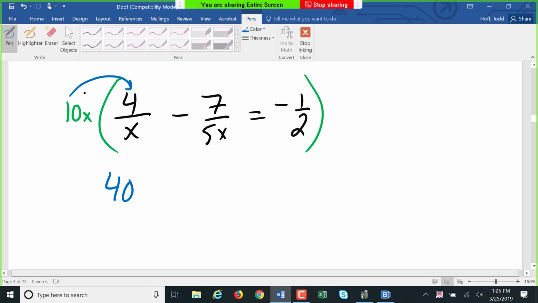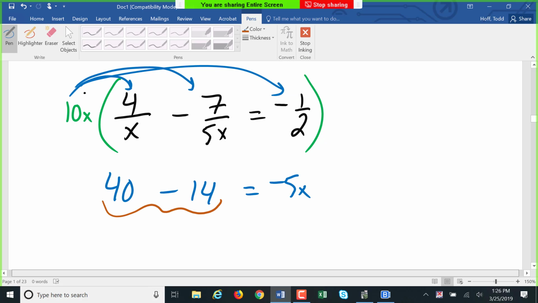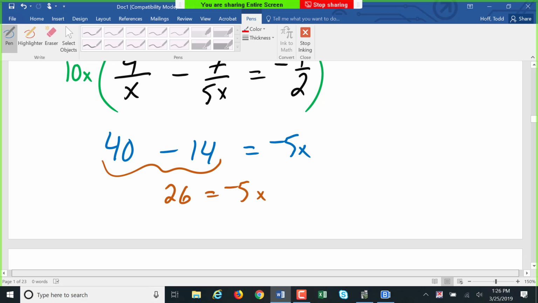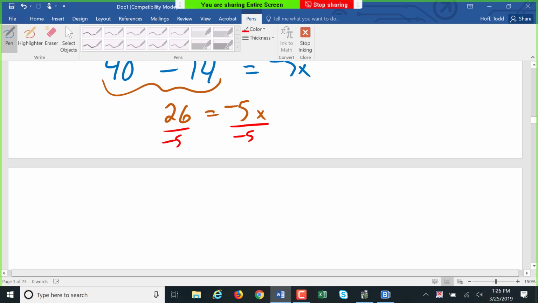40. The x's cancel. 10 times 4 is 40. 10x times a negative 7 over 5x? Negative 14, good. And then 10x times a negative 1/2? Negative 5x. So of course we're going to combine 40 and negative 14, make 26 equals negative 5x, and then what? We divide by negative 5, yes, and x is negative 5 1/5. Any questions?